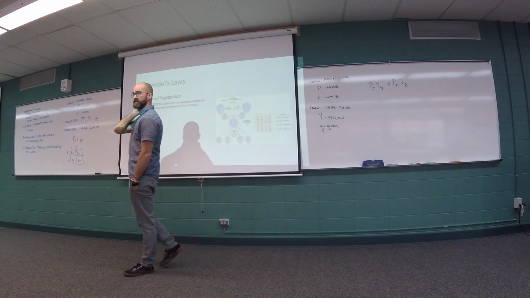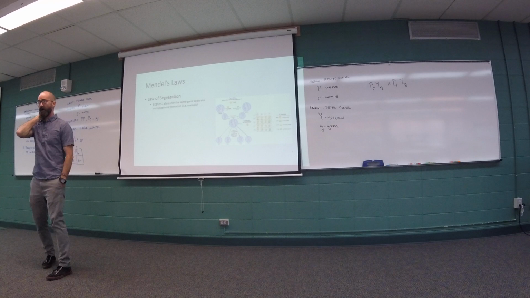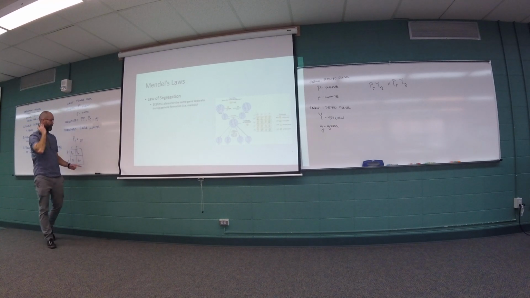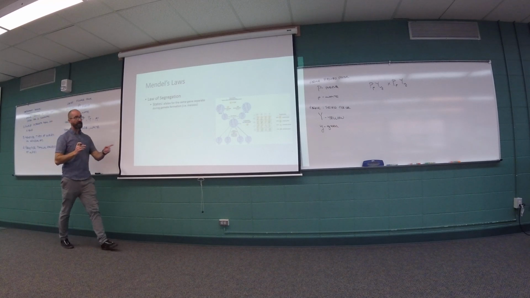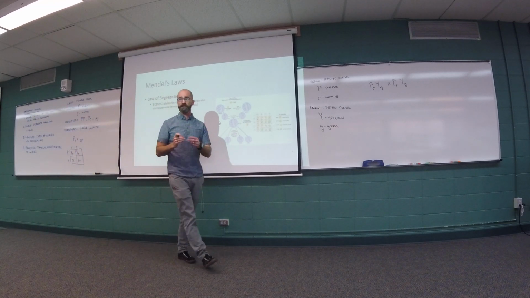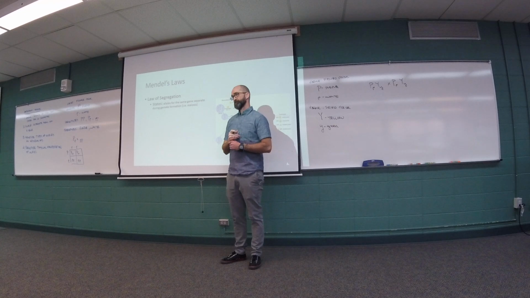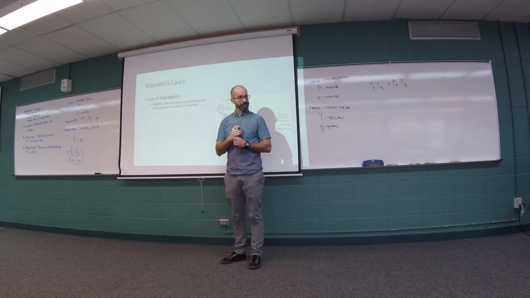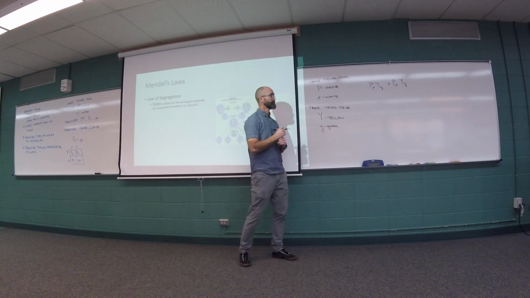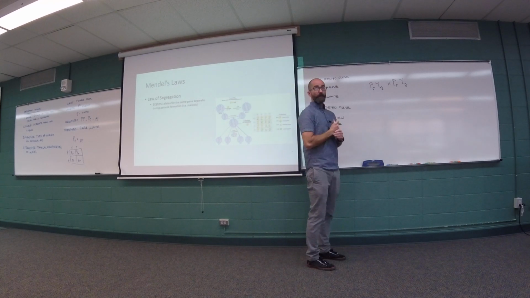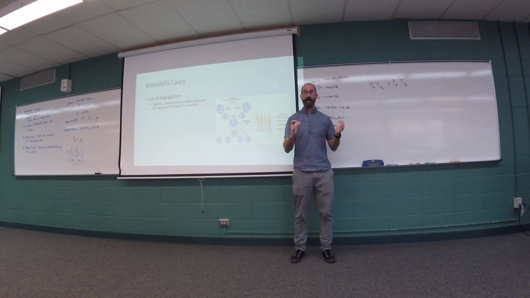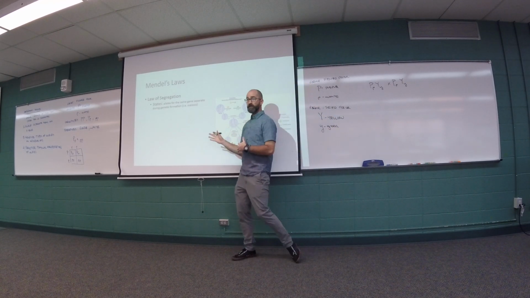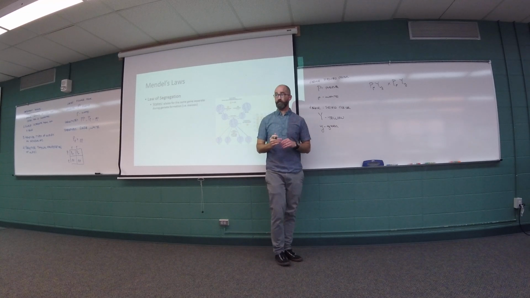Okay? So this is called a dihybrid cross. This is a monohybrid cross, mono meaning one, and this is a dihybrid cross, di meaning two. Okay, so how do we do a Punnett square for a dihybrid cross? Well, instead of a 2x2 square, we're going to have a 4x4 square.